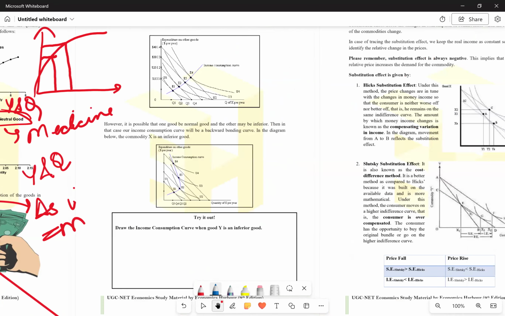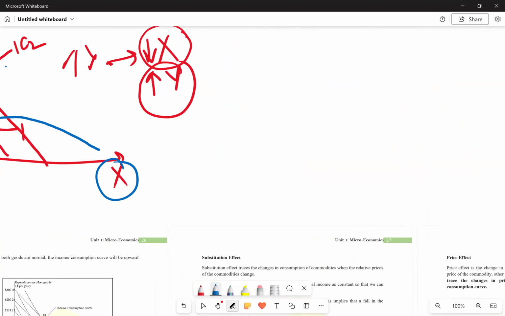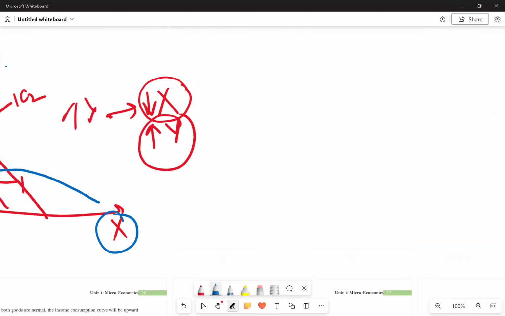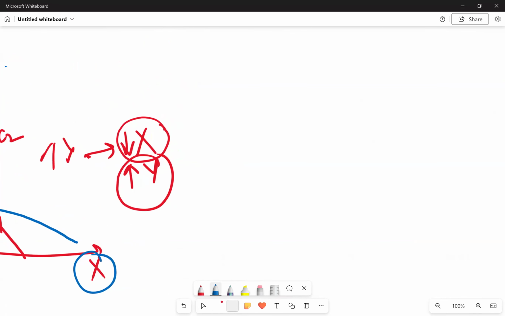Okay. Now, this is the most dreaded thing. Are you confused about the substitution effect, the Hicks and the Slutsky effect? Because no matter how many students I've taught, how many batches I've conducted, everyone is confused with this thing.